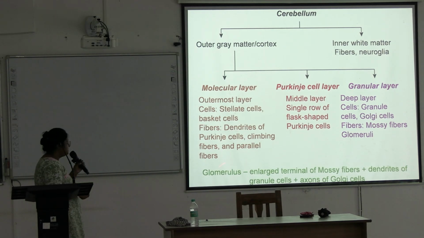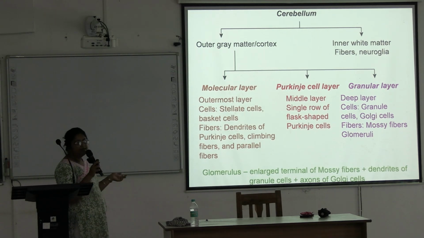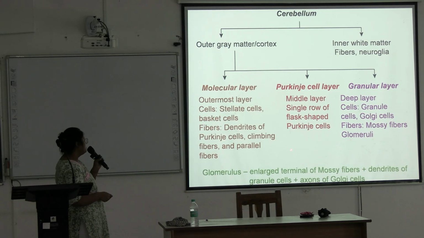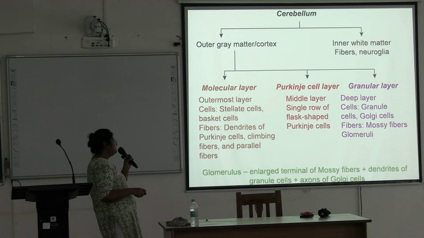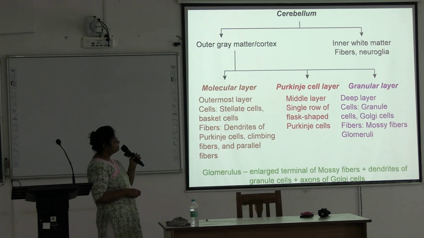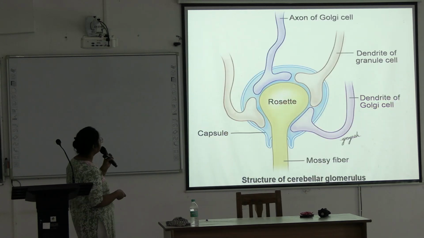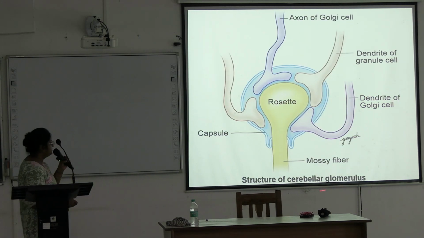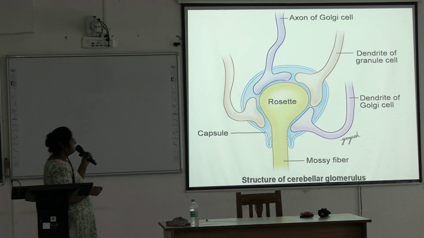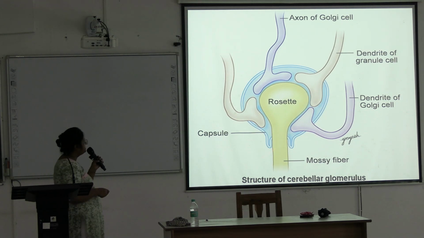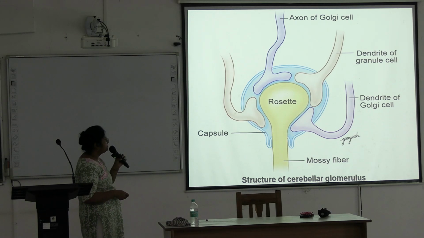And what is a glomerulus? Glomerulus is asked in your viva also. Glomerulus is the enlarged terminal of mossy fibers plus dendrites of granule cells and axons of the Golgi cells. They are together forming this glomerulus. See here the structure of the cerebellar glomerulus: the enlarged terminal of the mossy fiber, axon of the Golgi cell and dendrites of the granule cell. All these together form the cerebellar glomerulus.